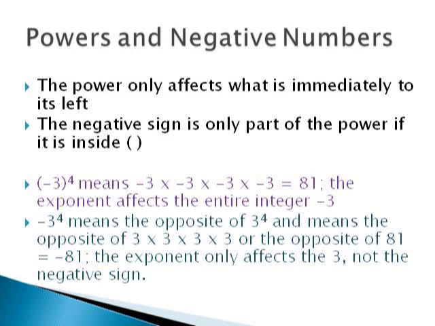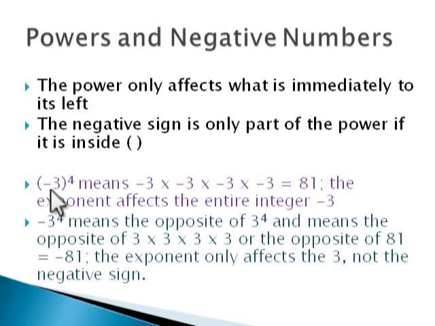Okay? Now, I know that some of you are not a fan of those negative numbers, but now we need to see how the negative number plays into effect here. The power, meaning that little exponent, only affects what is immediately to its left. So, the negative sign is only part of the power if it's inside a set of parentheses. So we're going to look at 2 different examples here. This one has parentheses around the -3, and then it has an exponent of 4. The next one has no parentheses around this -3 and the exponent of 4. So they mean different things.